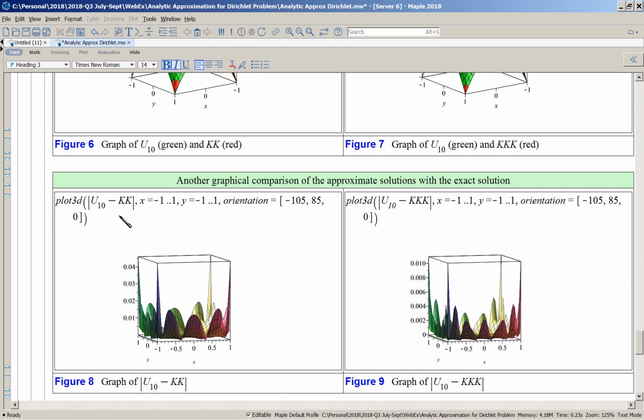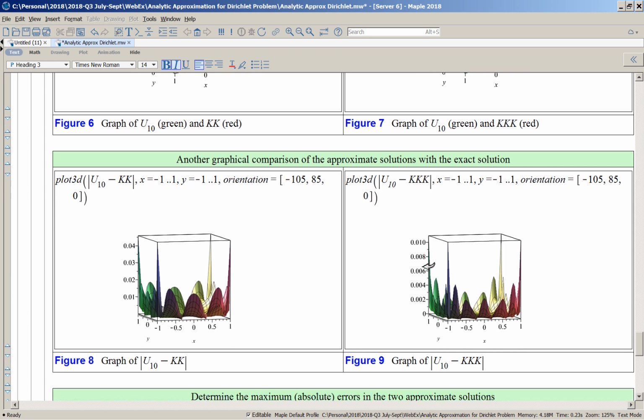So here I'm graphing the absolute value of the difference between our exact solution and the 2-term approximation. And you see the amount by which these corners spike up, 0.04. If I use the 3-term approximation, it's 0.01. So presumably if you add more terms, you can reduce the spikes in these corners even more.